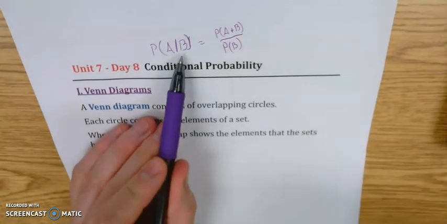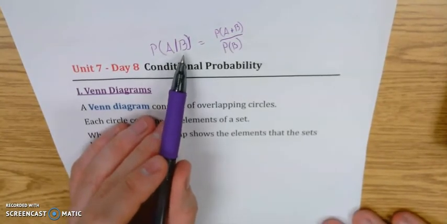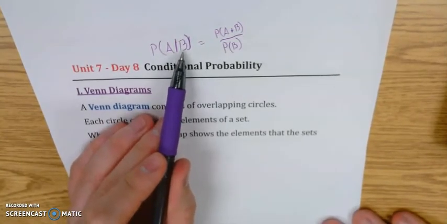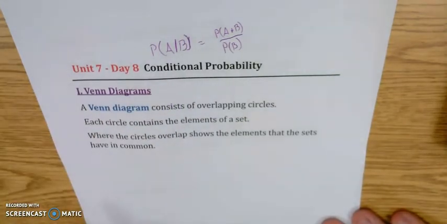So conditional probabilities, as a reminder, we're kind of narrowing our focus to just the second outcome and saying within that second outcome, what's the probability that the first outcome could happen.